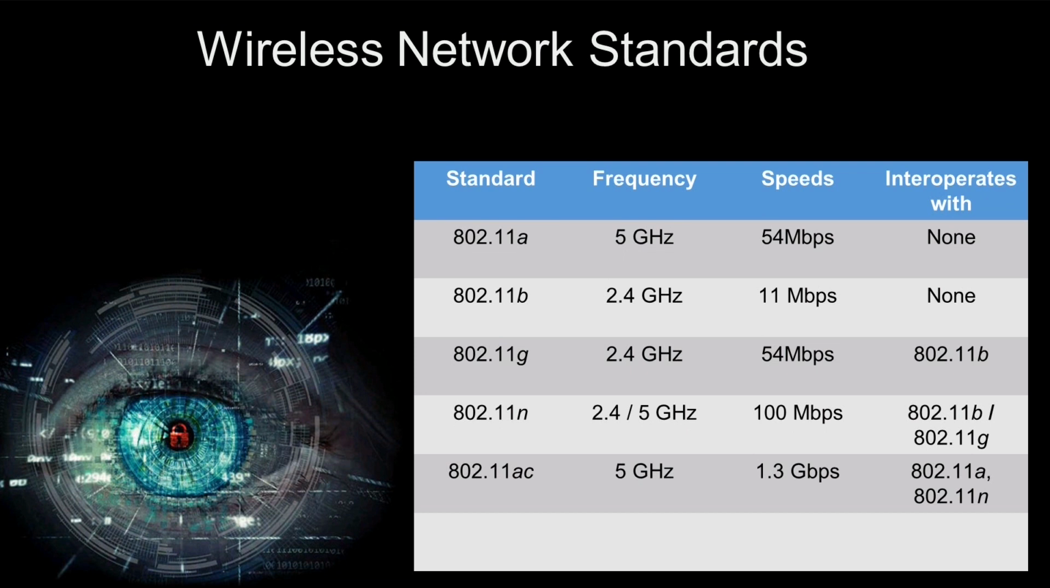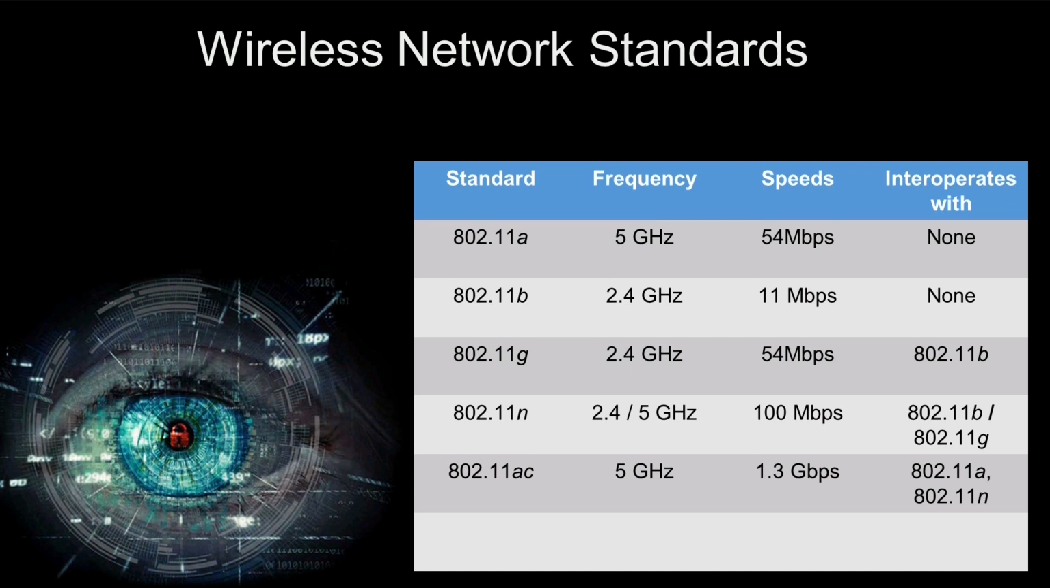Now the latest standard is 802.11n, and it works on both channels. It works on a 2.4 gigahertz channel as well as a 5 gigahertz channel, and the expected speed is 100 mbps. It is compatible with 802.11b because it works on a 2.4 gigahertz frequency, and it is also compatible with 802.11g. Nowadays, for personal or individual use, 802.11n is the current standard.